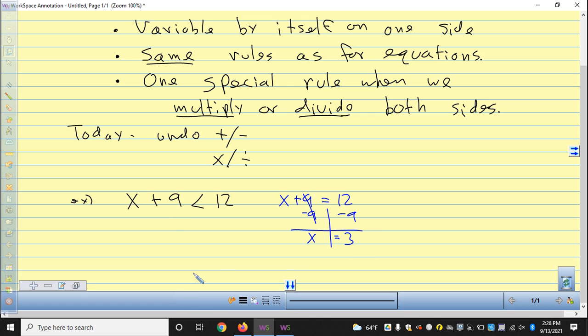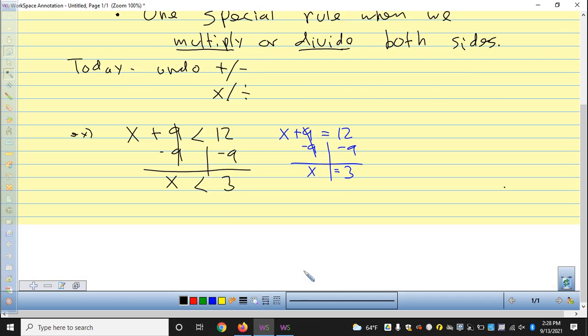We're going to do the exact same thing here. Subtract 9 from both sides. These go away. X is less than 12 minus 9, which is 3. We do the exact same thing, and our inequality, less than or greater than, comes down just like our equals does. And if we want to graph this solution, there's 3.